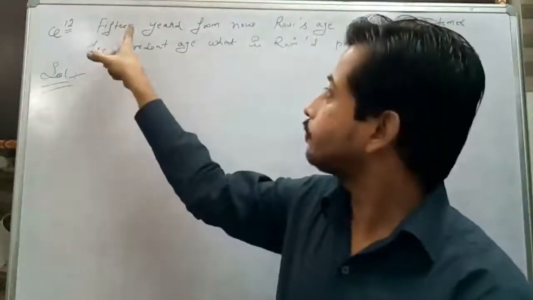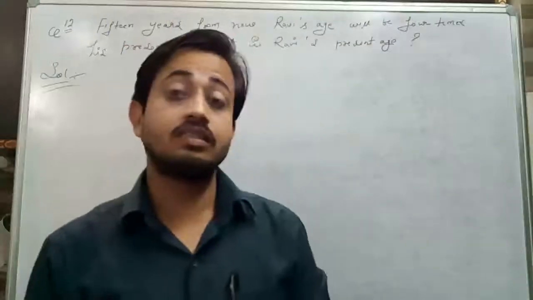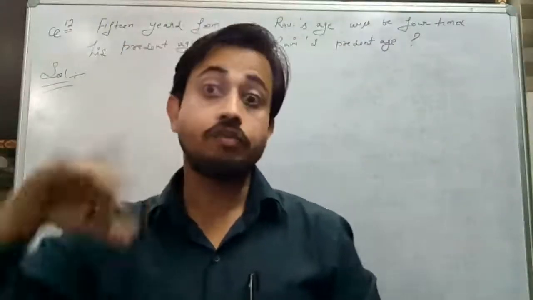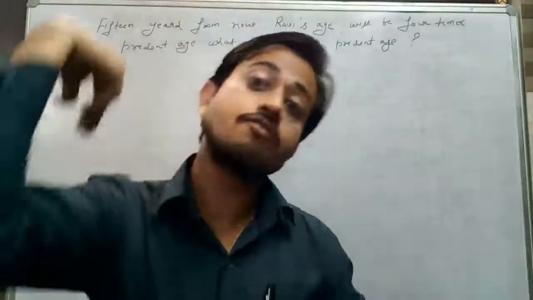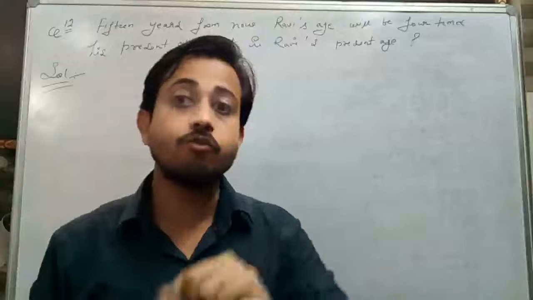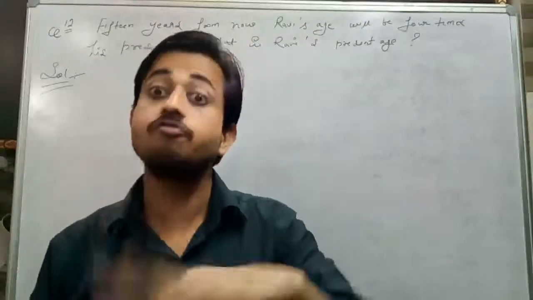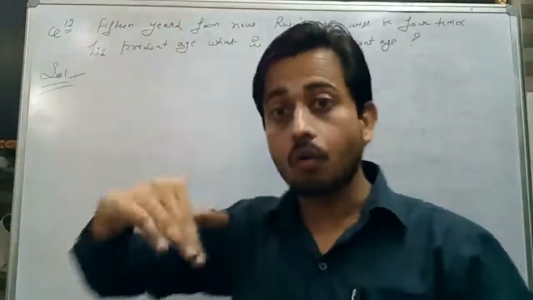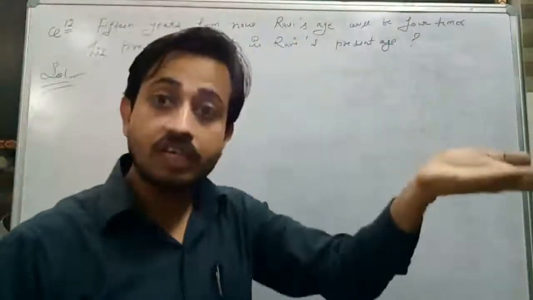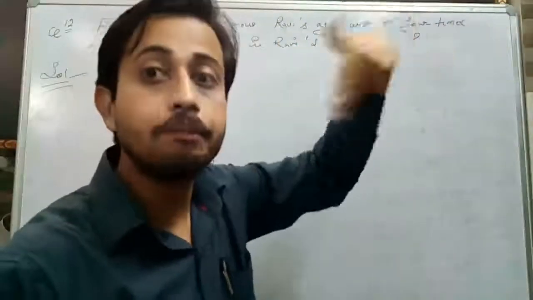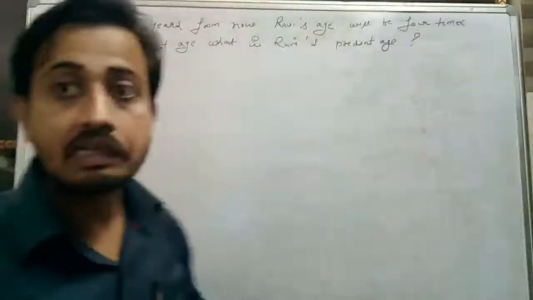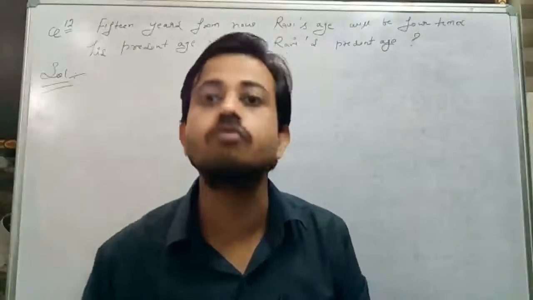What does it say? 15 years from now. It means the question asks about 15 years from now. It means we are talking about the age in the future time, not the past, in the future. So we are talking about our future time. Rahul's age will be 4 times his present age, but we don't know the present age of Rahul.